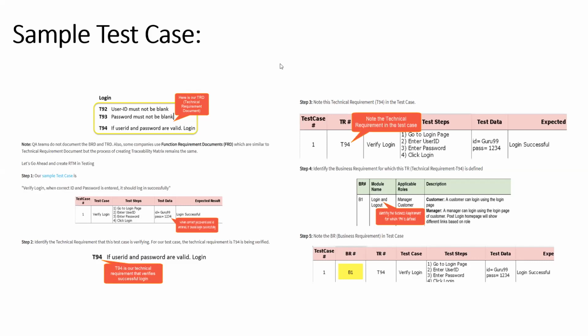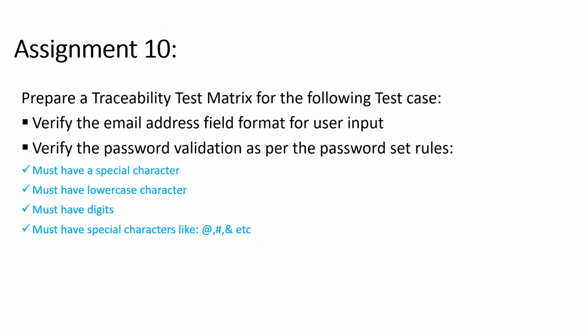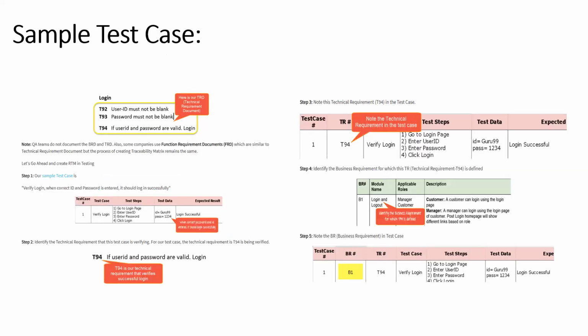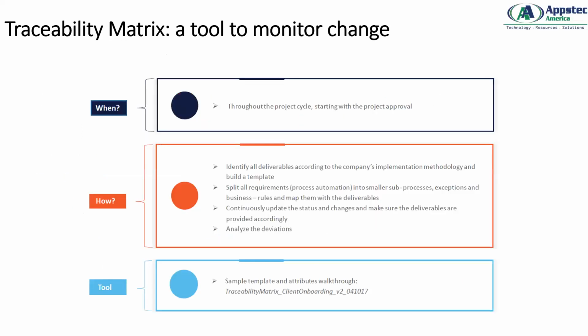So with respect to the assignments, I'll be uploading the sample traceability matrix documentation. I want you to prepare your own traceability matrix for two test cases. For example, here I have a traceability matrix for a sample login test case. Under login, I'm verifying that user ID is not blank, password is not blank, and if user ID and password are valid, login is successful. These are the three. I want you to prepare a similar traceability test case.